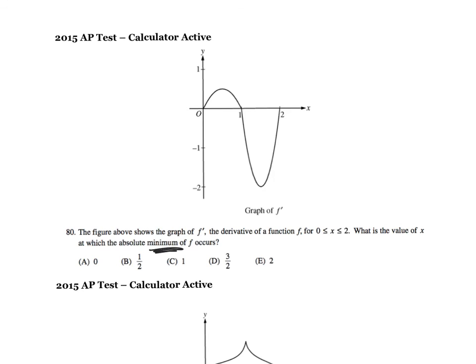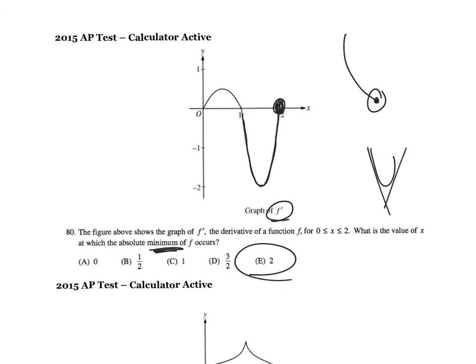Okay, on this number 80, again, calculator active, but a calculator would not help you, unfortunately. They're asking where a minimum would occur on this f prime graph. Well, minimums happen when my slope goes from negative to positive. Because this is a graph of slope, we're looking for when the slope changes from negative to positive or just goes to negative. So my function could always be like this on a closed interval, and this is my minimum. So I'd say these are negative slopes, really approaching positive. My minimum is going to happen at 2.